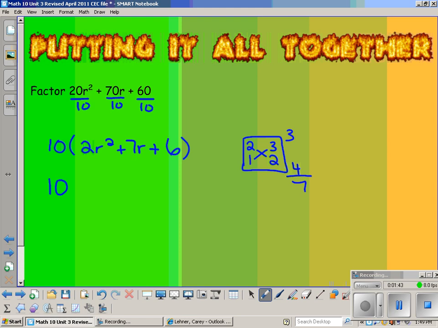The 10 still needs to be written in front of our factors. It is a factor as well. Then I have 2r plus 3, that is my top row, and I will have r plus 2, that is my bottom row. Now I am completed. I have factored this completely. That would be level 4 work. There are 2 steps. It's a multi-step factoring question.